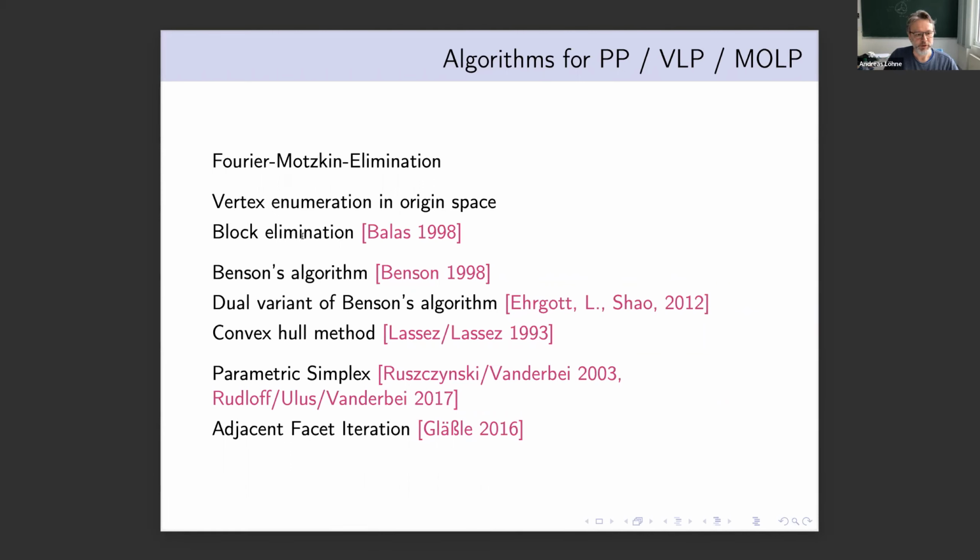And there is a method called block elimination, which is related to this. This, I think, is kind of a dual method. In some situations this works, but not always. What we used in our solver is Benson's algorithm. I will later show what the idea of this algorithm is. And we also established a dual variant of Benson's algorithm. And now when we know this connection to polyhedral projection, one can easily see that the idea of the dual variant of Benson's algorithm is the same as the convex hull method for polyhedral projection, which was established much earlier.